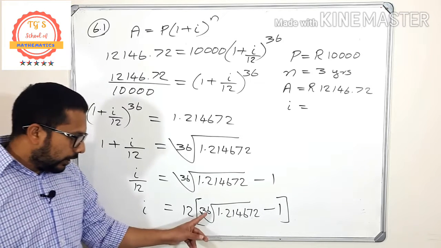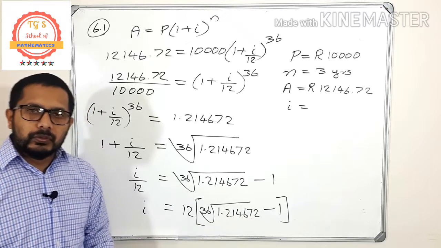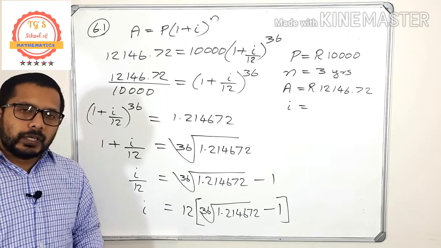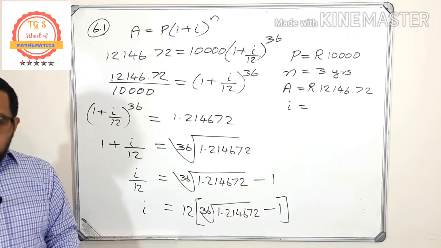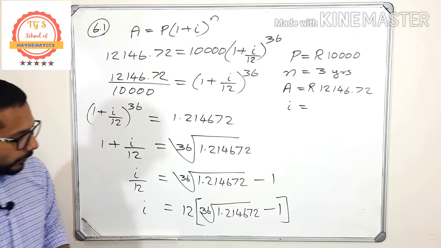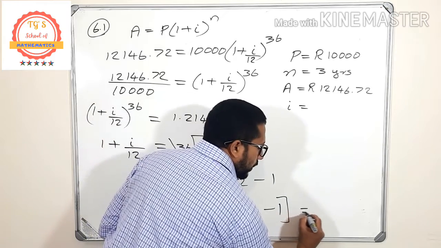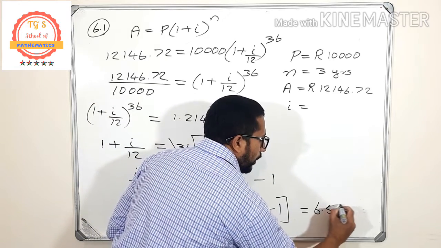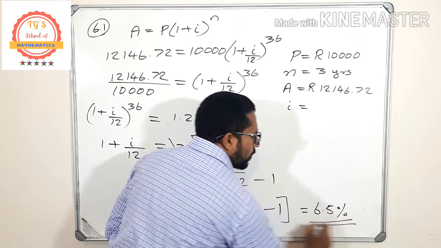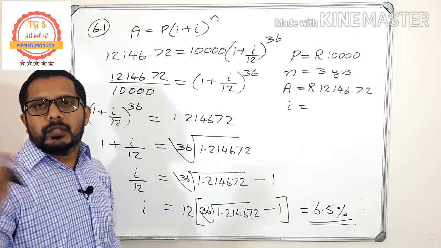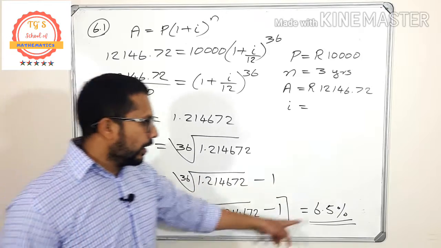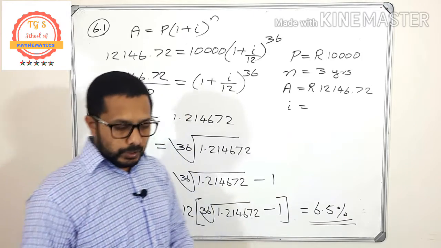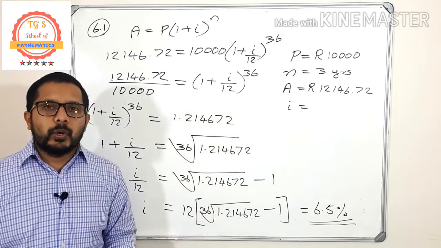12 times the 36th root of 1.214672. So before you write your exam, you must get used to your calculator. Okay, so take the calculator and try to find the answer. The answer you are going to get on your calculator is 0.065. That is the same as times 100, that means 6.5%. Okay, that is question number 6.1.